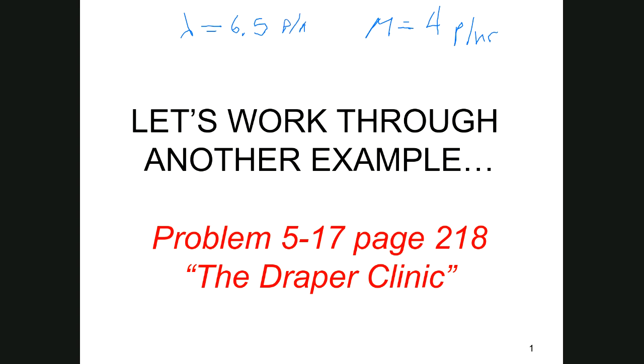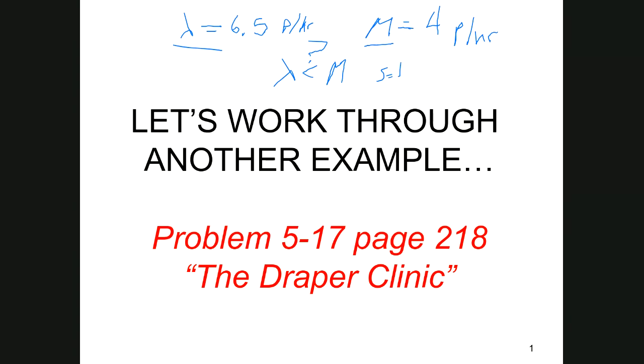But wait a minute. Didn't we say, what did we say in the last lesson? What's the relationship between lambda and mu? Didn't we say lambda has to be less than mu? Yes, and we did that for the case where the server is 1. Mu has to be greater than lambda.